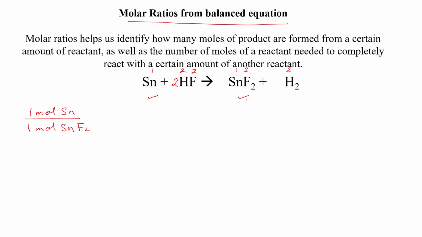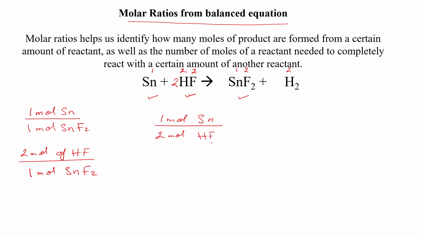Okay, and if I make this ratio with hydrogen fluoride, then 2 moles of hydrogen fluoride react and produce 1 mole of tin II fluoride, right? And we can even make a molar ratio between these reactants as well. Like for instance, 1 mole of tin will completely react with 2 moles of hydrogen fluoride for a balanced equation, right? So that's a ratio: for every 1 mole of tin, we need 2 moles of hydrogen fluoride.